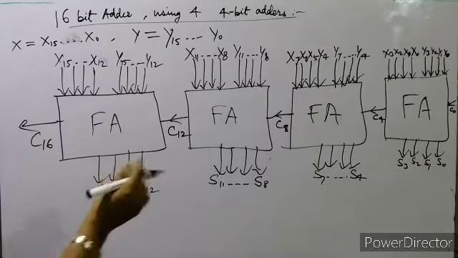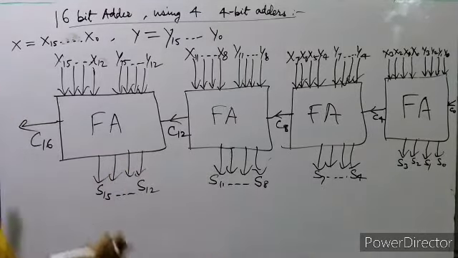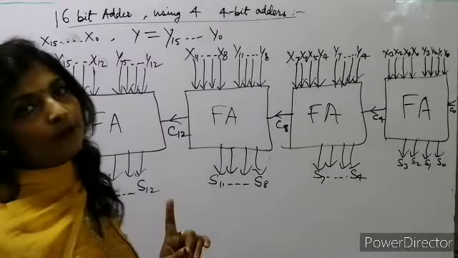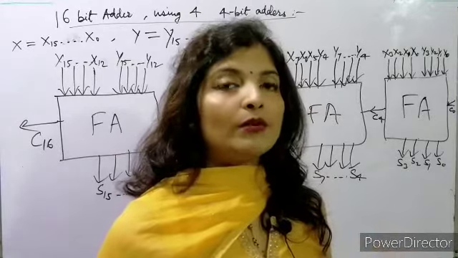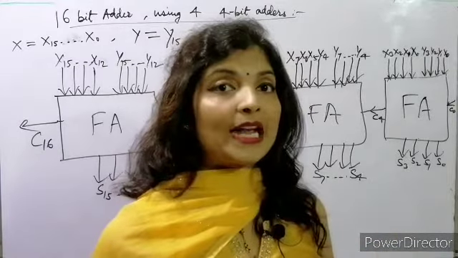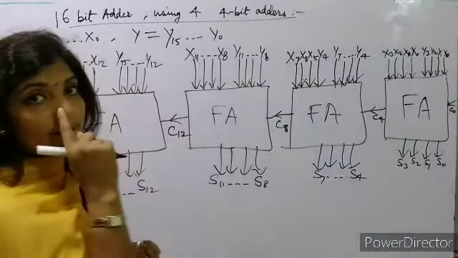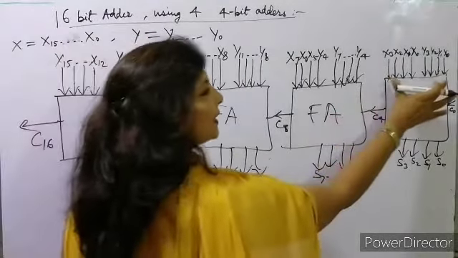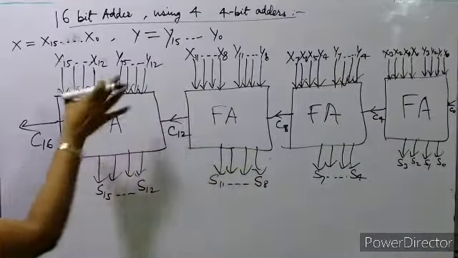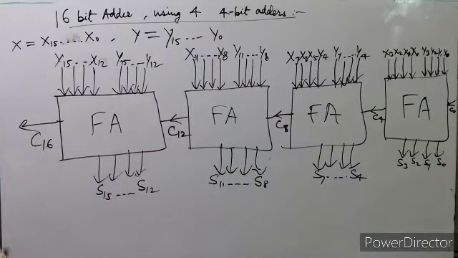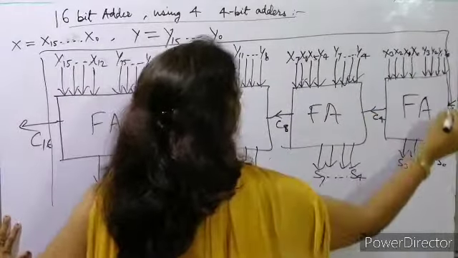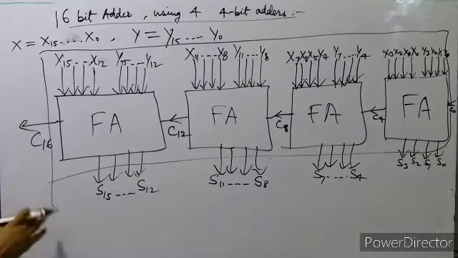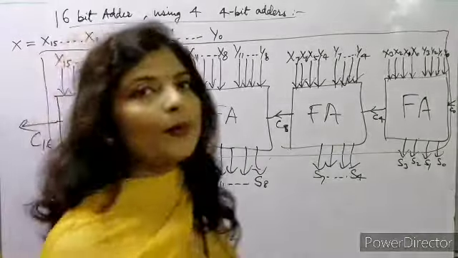So this is the design of a 16-bit adder, and we have used 4-bit adders. How many 4-bit adders did we take? Only 4, because 4 fours are 16. So 4 bits here, 4 bits here, 4 bits here, 4 bits here, so it is 16 bits. This complete design will act as a 16-bit adder by using 4-bit adders.